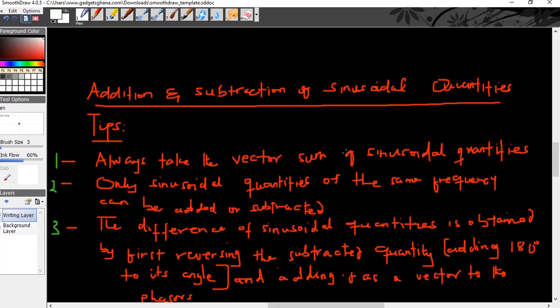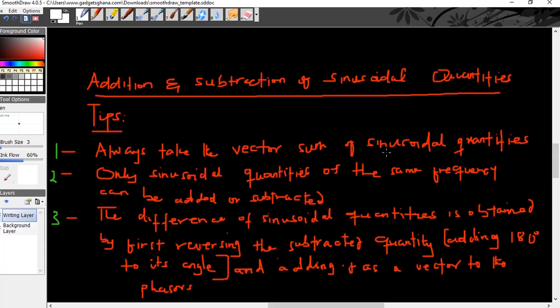Now let's look at how to add and subtract sinusoidal quantities. There are three basic things you need to know when it comes to adding and subtracting sinusoidal quantities. Most of the time you might not know this, but you might jump straight into solving the questions, going by a traditional approach. Once you know these tips, it helps narrow down your understanding and calculation. So let's take a look at the three things you need to know.